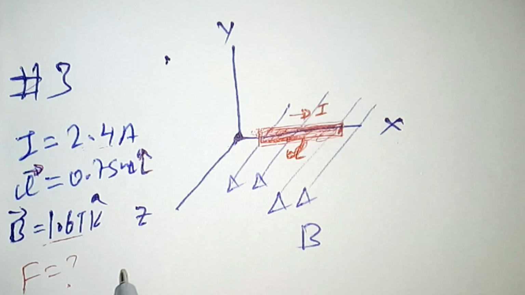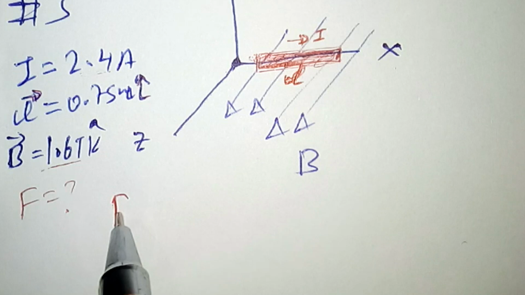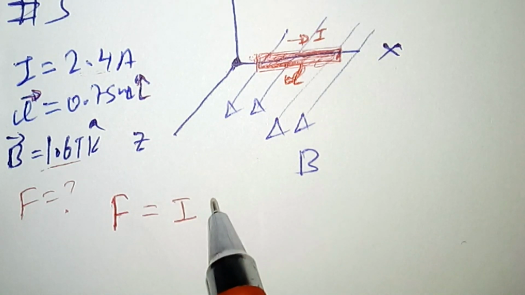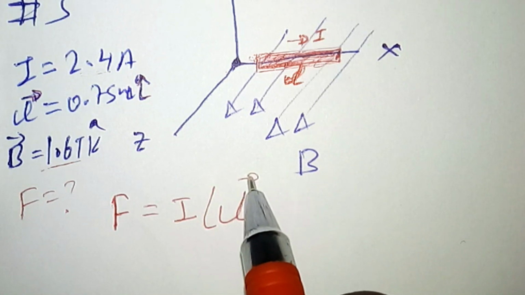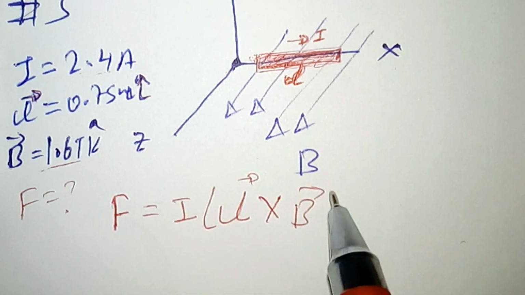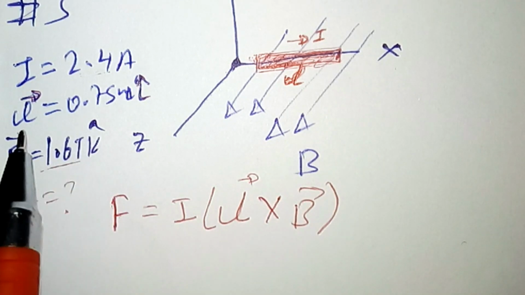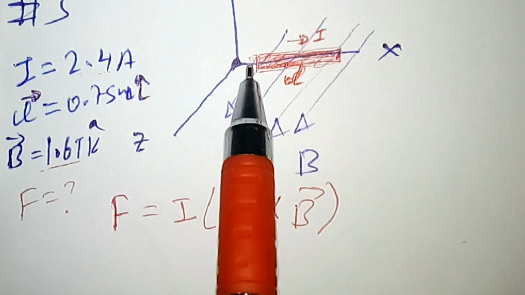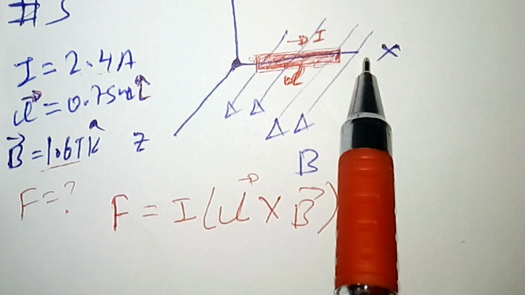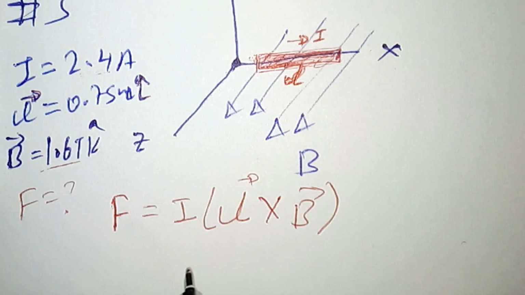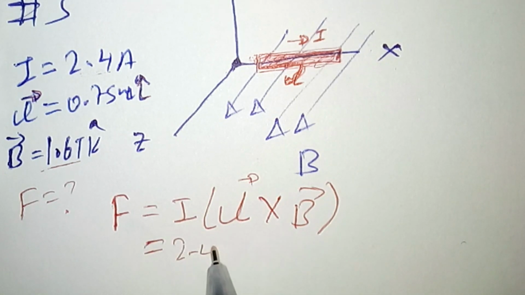So we know that the magnetic force on a current carrying wire placed in a magnetic field is given by the force equals the amount of current in the wire times the vector length of the wire crossed with the magnetic field vector. So I L cross B. We can take L as a vector because the length of the wire is laying along the positive x-axis, so the current is flowing along the positive x-axis. So then we can find that the amount of current is 2.4 ampere.